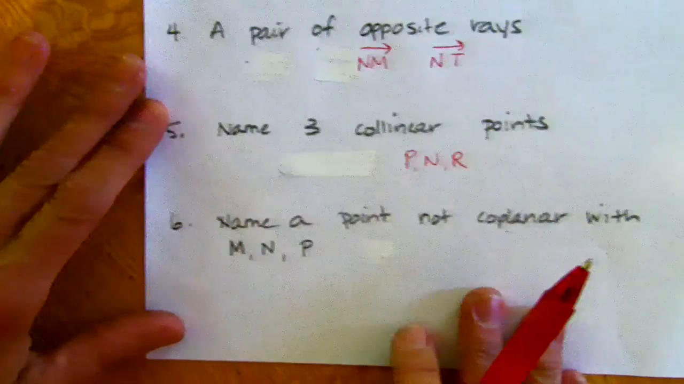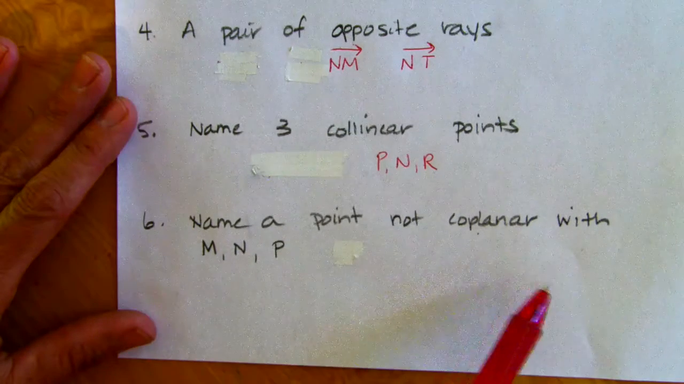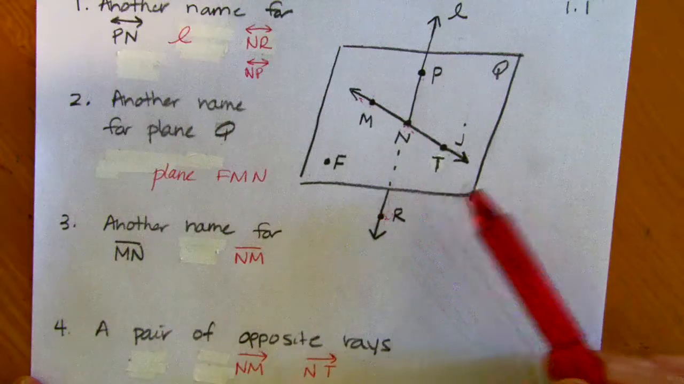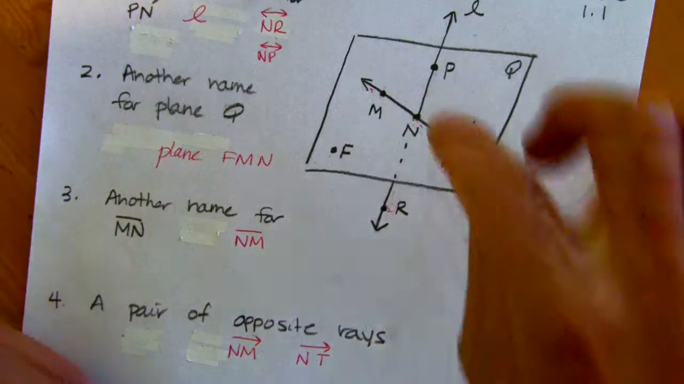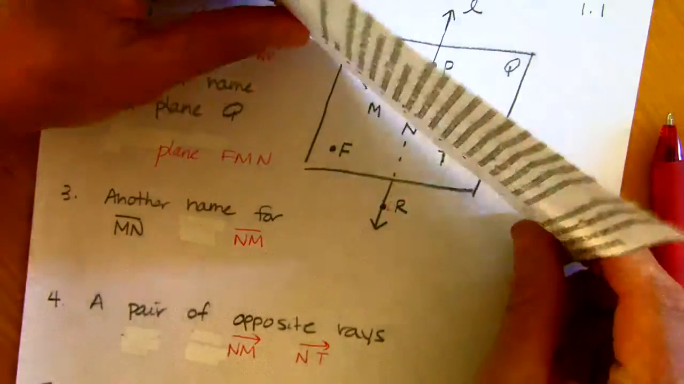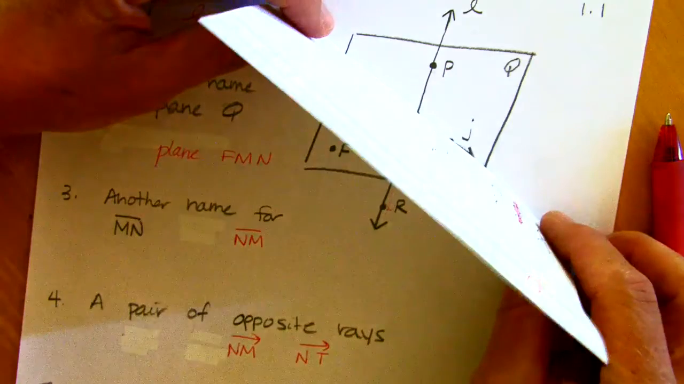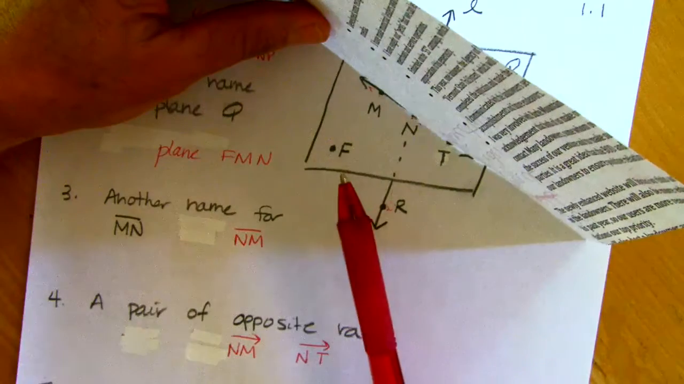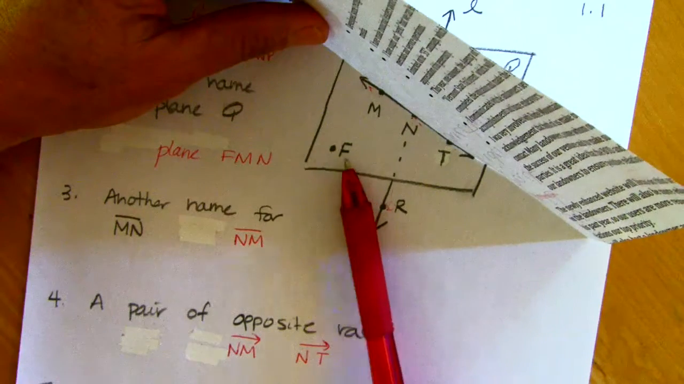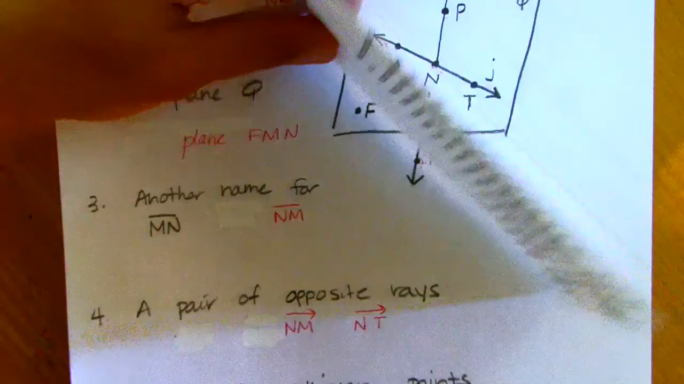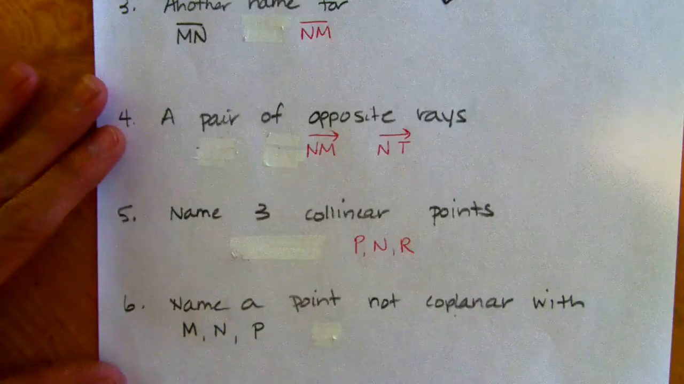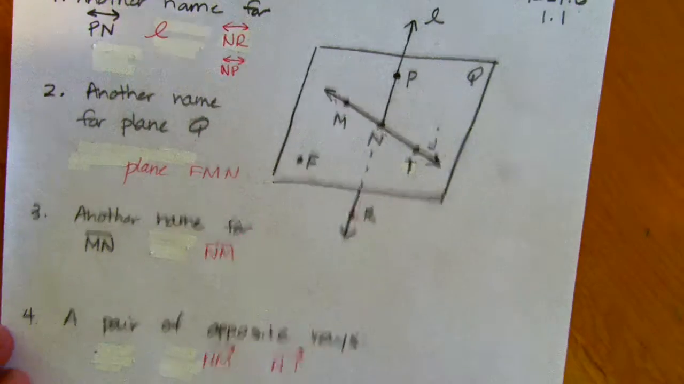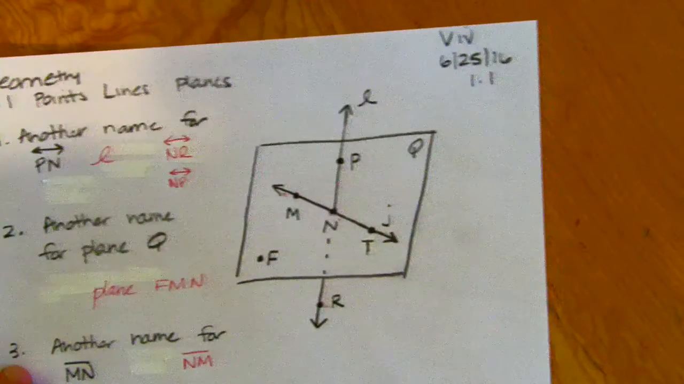And then finally, name a point that is not coplanar with M, N, and P. And I kind of talked about that before. Again, since P is really hovering above here, M, N, and P make up a vertical plane. So the point that I don't see in that plane would be F. And that is what your work should look like when you hand it in.